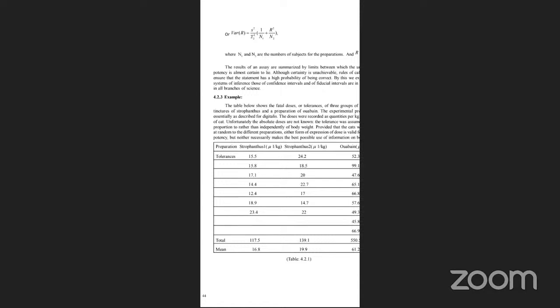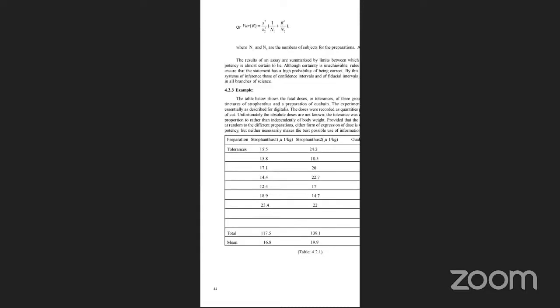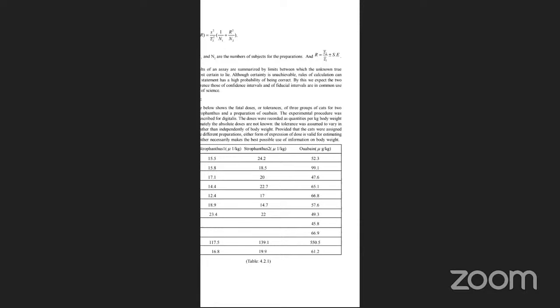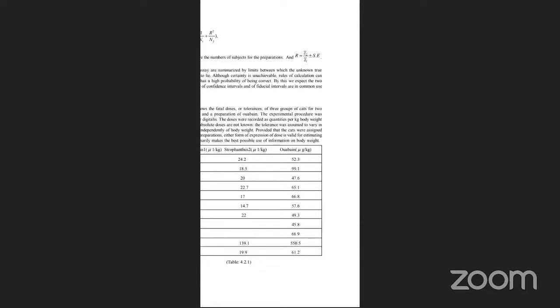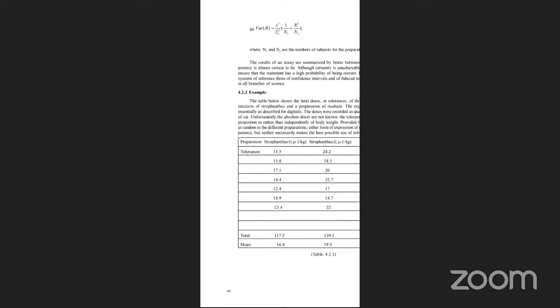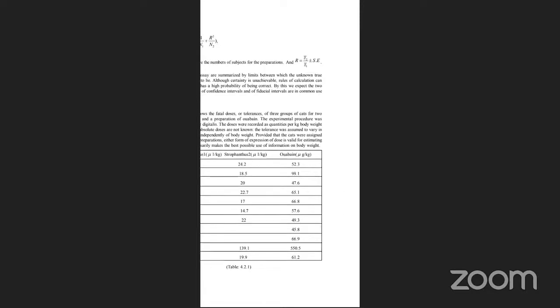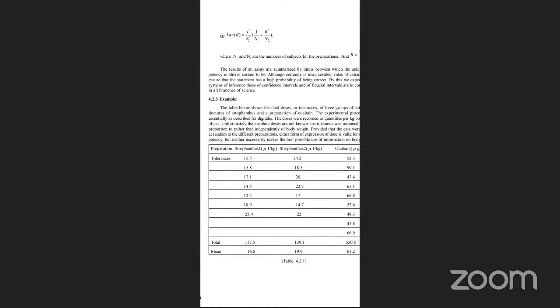The results of an assay are summarized by limits between which the unknown potency is almost certain to lie, although certainty is unobtainable. Rules of calculation ensure that the statement has a high probability of being correct. By this, we expect the two systems of inference, those of confidence intervals and of fiducial intervals, which are in common use in all branches of science.